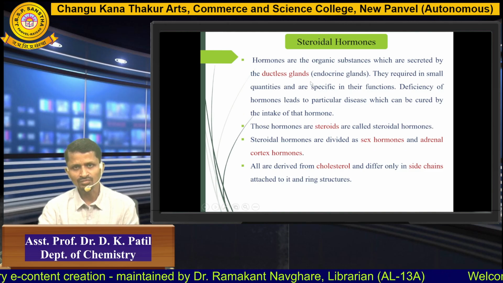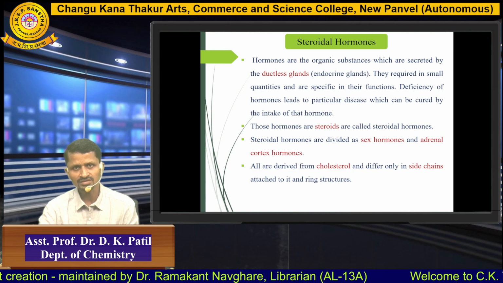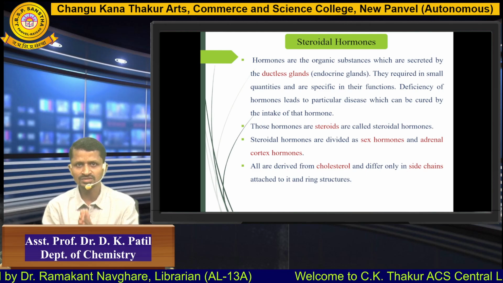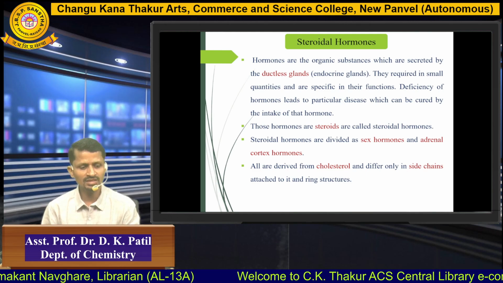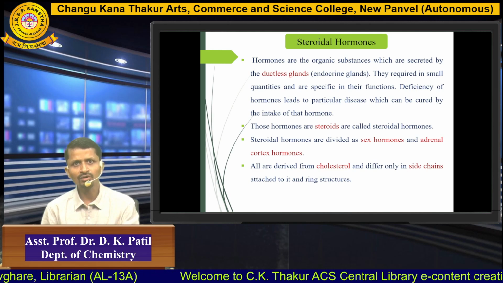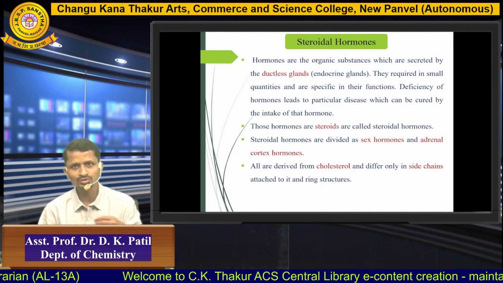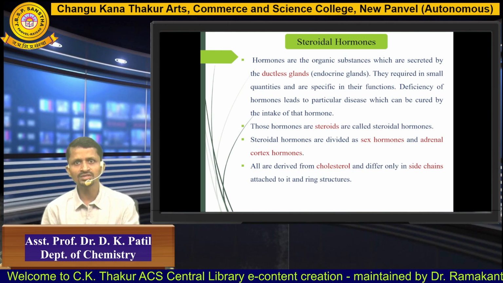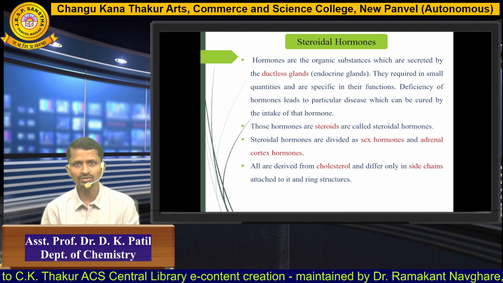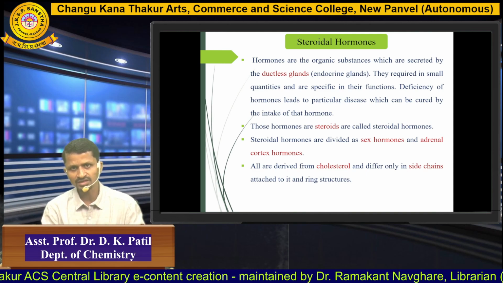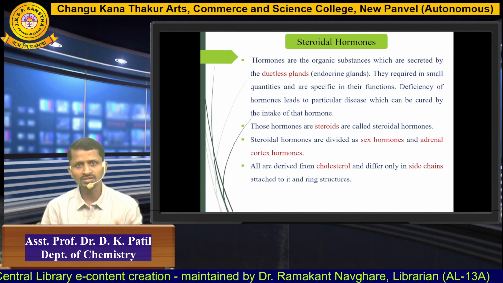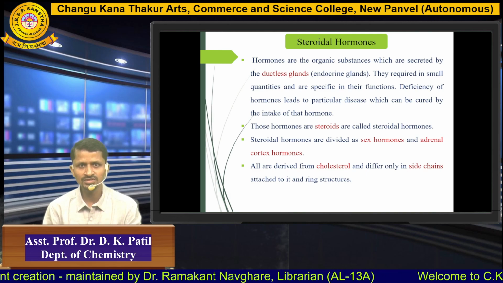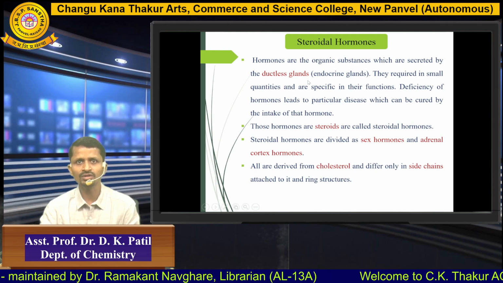Now, steroidal hormones, the last topic we learn in this lecture. Hormones are organic compounds secreted by the ductless glands. They are called ductless because they do not have any tube to carry the secretion, and these hormones are steroids. These steroidal hormones are divided into two types, sex hormones and adrenal cortex hormones, and all are obtained from cholesterol. They differ only in the side chain attached to it and the ring structure.